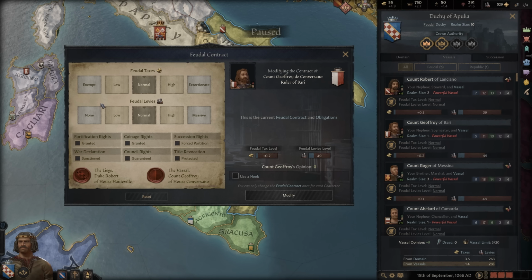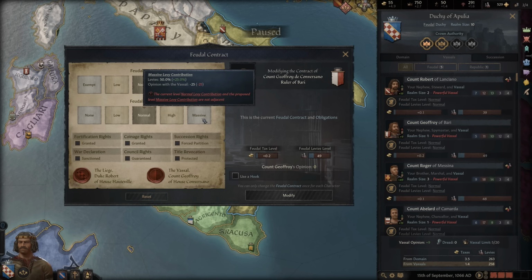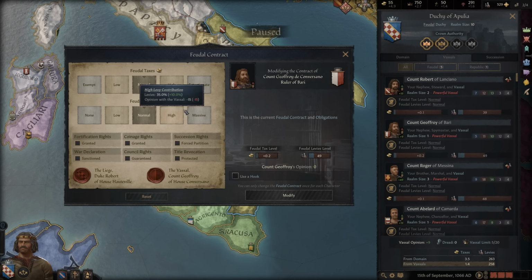And it's the same thing here with levies. You're going to go 0, 10%, 25%, 35%, and then lastly, of course, 50%. So you don't get to that coveted 100% that you get with tribal systems, but still you get up to 50% of the available levies from your vassal. Now, in addition to the obligations from the feudal contract, which is this right here, you have the rights system.